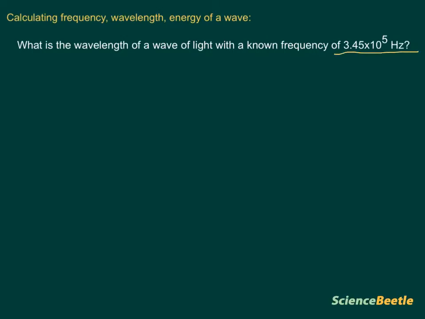Those are right over here, 3.45 times 10 to the fifth hertz. The unknown here is usually presented in the form of a question, and there it is. What is the wavelength? Go ahead and identify now the equations. We know that the general equation is going to be here. What we're looking for is the wavelength, which is lambda. The general equation for these types of problems is the speed of light equal to the wavelength times the frequency.